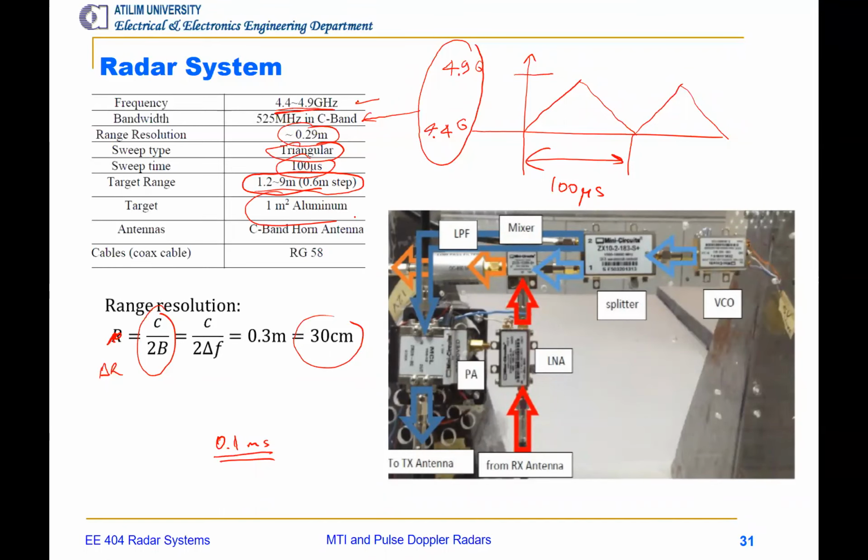Here we use a 1 meter squared aluminum target, and we use C-band horn antennas, and cable and coax types are provided here. On the right-hand side, again, you see the hardware of the front end of the radar. We do not show here the digital signal processing block. We just use the IF signal.